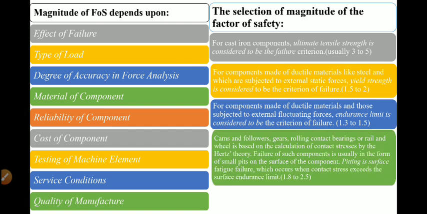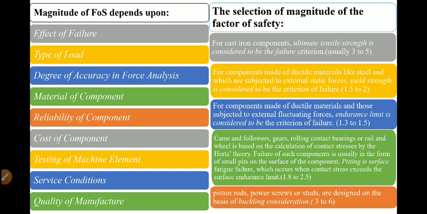If cam, follower, gears, rolling contact bearing, such members come under contact stresses, then the theory of failure used is pitting failure, and for which factor of safety is from 1.8 to 2.5. Endurance limit, this topic pitting failure or endurance limit, we are going to study in the third unit, that is design against fluctuating load. Piston rod, power screw and studs are designed on the basis of buckling consideration. So factor of safety is from 3 to 6.